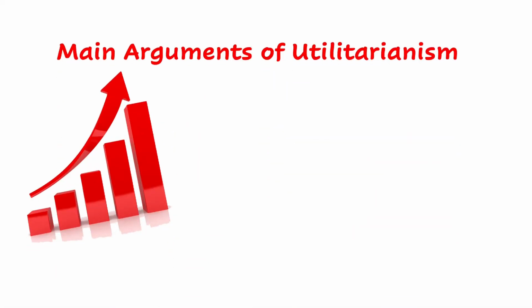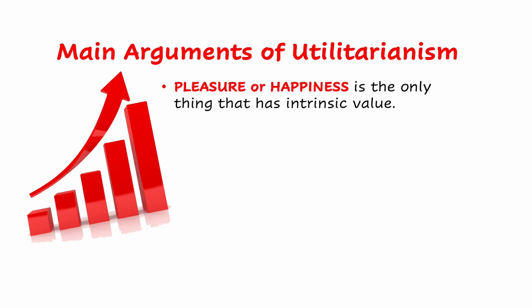Let us take a look at the main arguments of this theory to further understand its general arguments. First, pleasure or happiness is the only thing that has intrinsic value. Pleasure is that which is sought for its own sake. We are motivated to finish our degrees, despite this pandemic, because we find that our academic degrees will maximize pleasure.